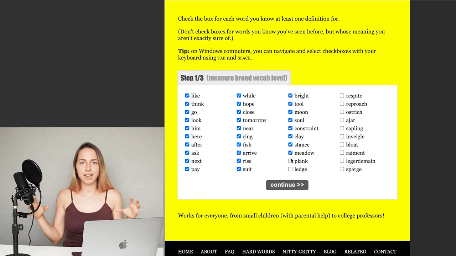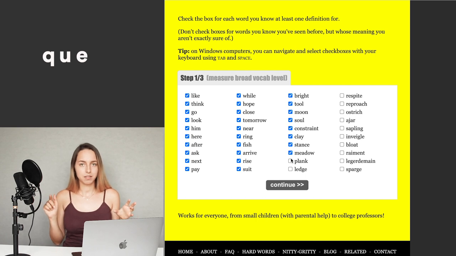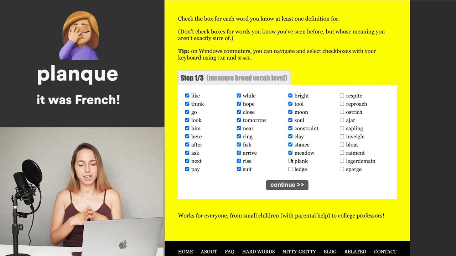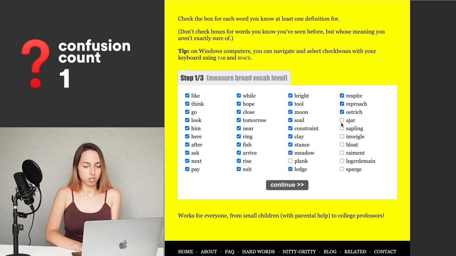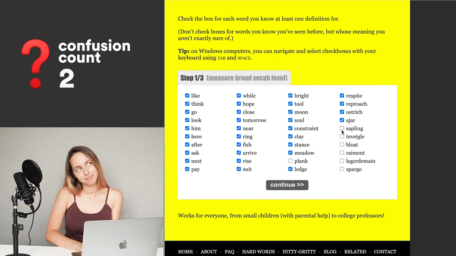I mean, I know the plank, but I think it ends with Q-U-E, but not K. Okay, not sure about that one. Ledge, respite, reproach, ostrich, jar, sapling? What is sapling? Haven't even heard of that, to be honest. I will have to Google it.